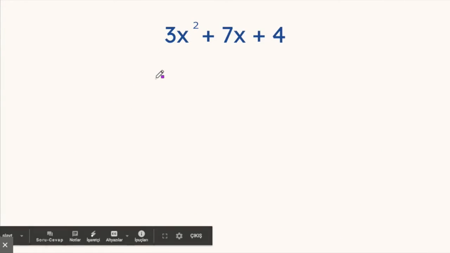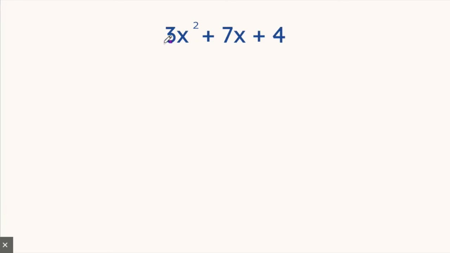Now let's do an example where the leading coefficient is not 1, it's in this case 3, and you can't take it out to make it 1. Now this question requires a few more steps. First, we multiply a and c, which if we follow this form, ax squared plus bx plus c, is a times c. So we do a times c, which in this case is 3 times 4, and that's going to equal 12.